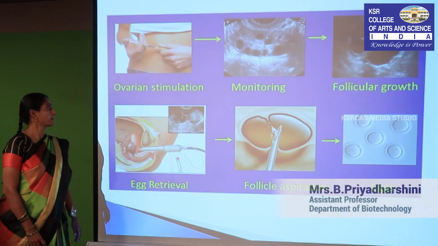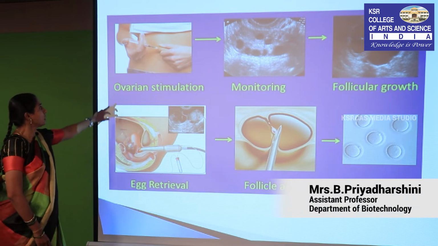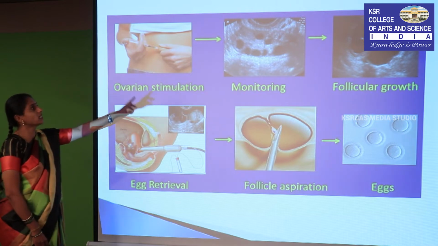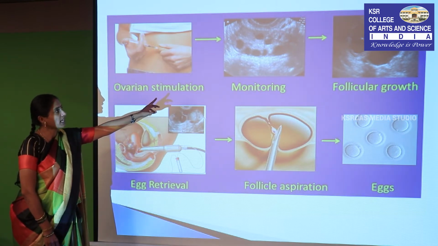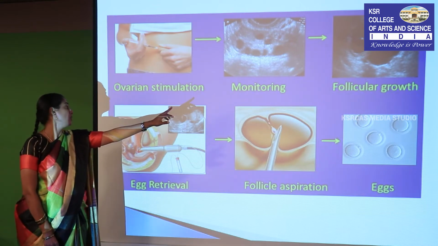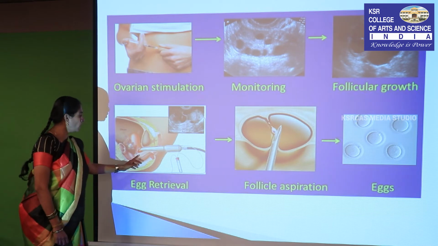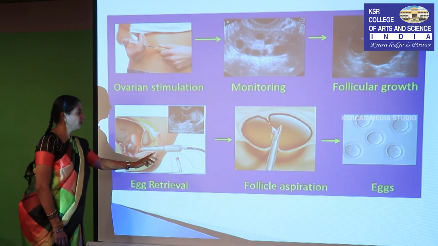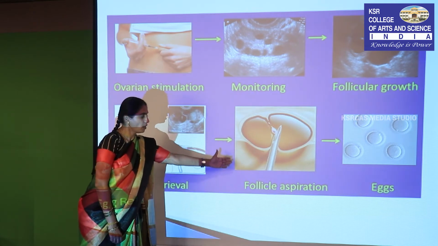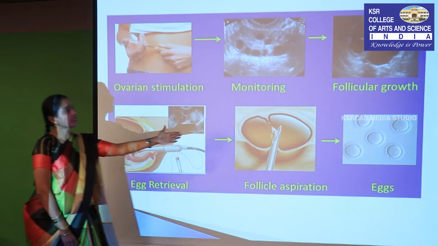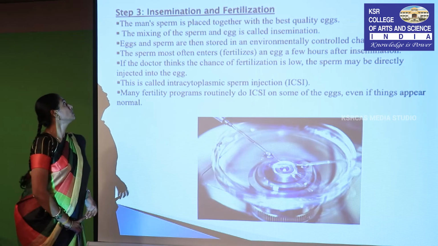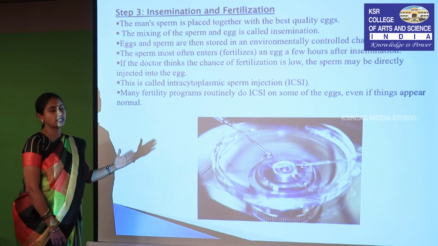So, this is the process. The ovarian stimulation occurs, where they give fertility drugs to the woman. Next, it is monitored using transvaginal ultrasonography, where the follicular sizes are repeatedly checked. Then this is the method by which the eggs are retrieved from the ovary, the follicular aspiration. Here the oocyte is taken with the help of follicular aspiration and placed in the culture medium in the laboratory.